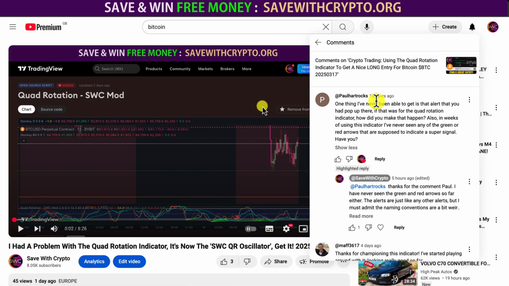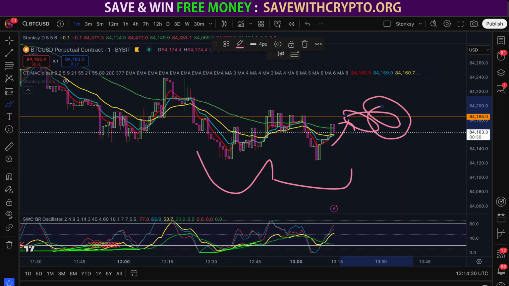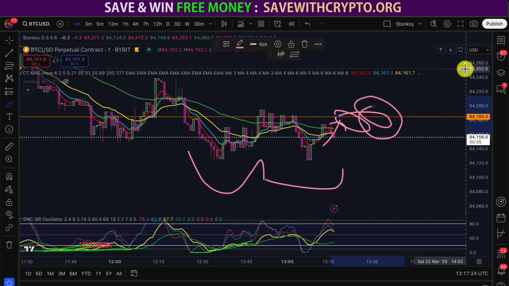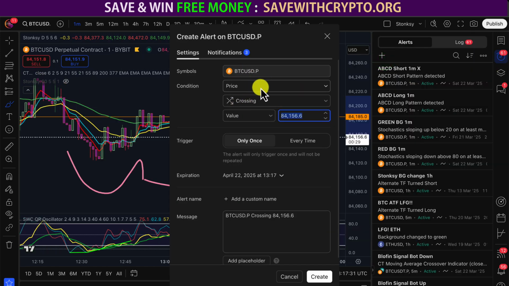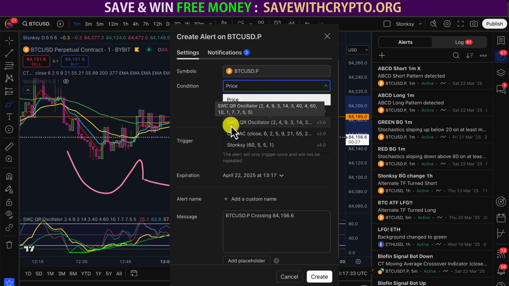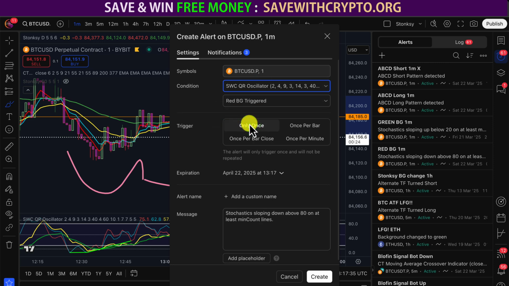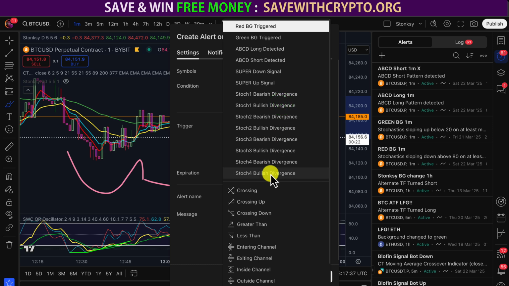Now, I did get this comment here from Paul. He was talking about the alerts with the quad rotation indicator, which is what the QR oscillator is all about. He also mentioned this super signal that he'd never seen. Let me just show you what this is all about. If you go to alerts and set up alerts, what you need to do is change that to SWC QR oscillator. And then you've got a choice of different alerts here.